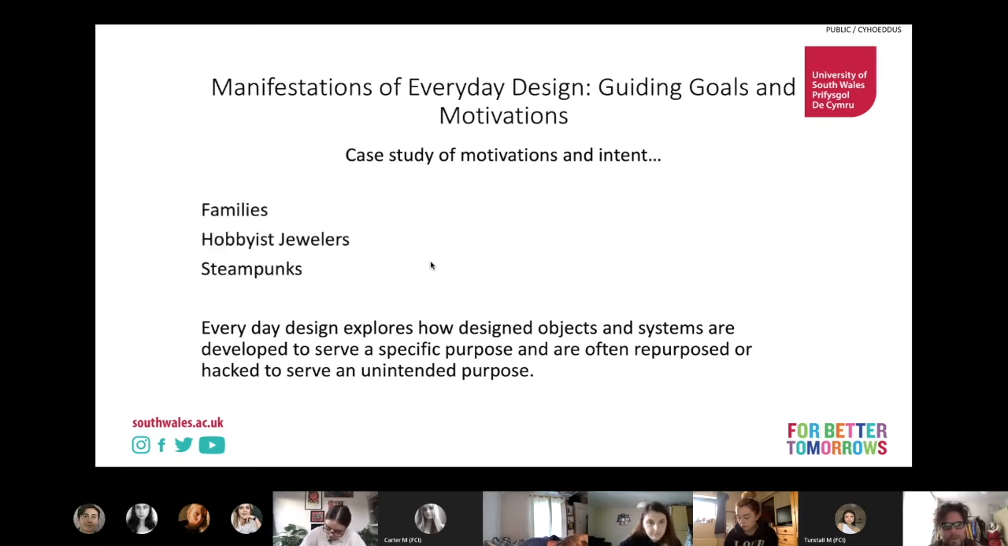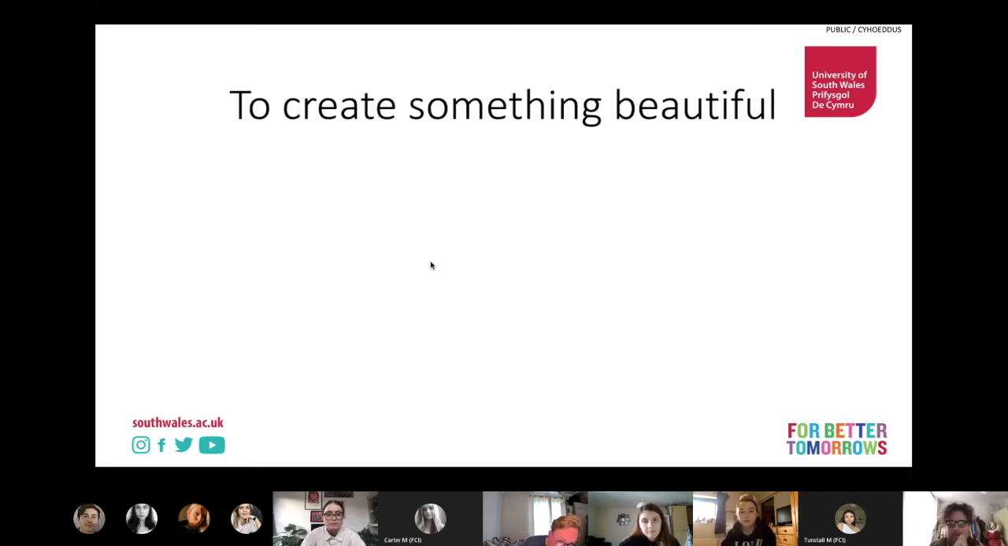So we looked at those three categories: families, hobbyist jewelers, and steampunks. If you haven't read the paper, please do. I won't necessarily go into super detail about the paper, so it's worth jumping in and looking at. So then we looked at these motivations that were drawn out of the paper.